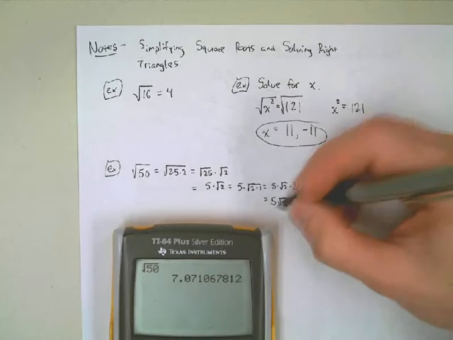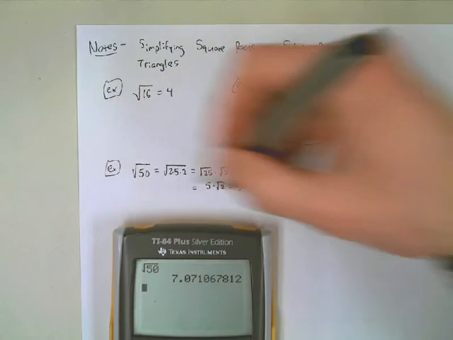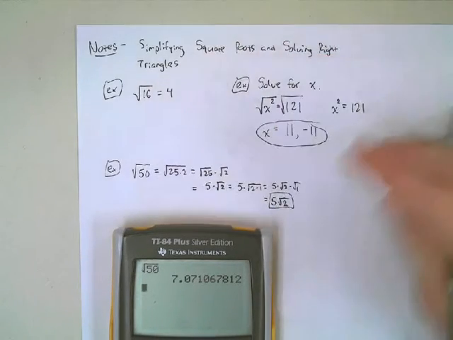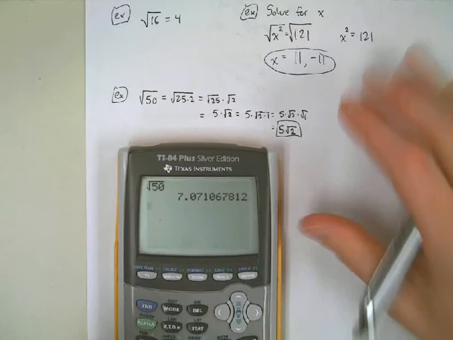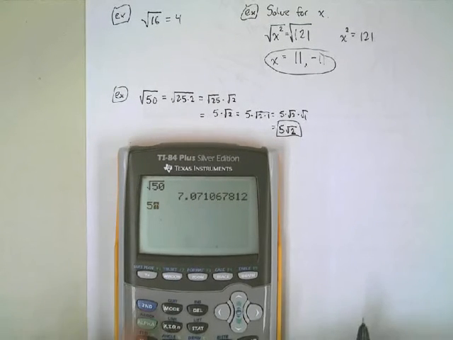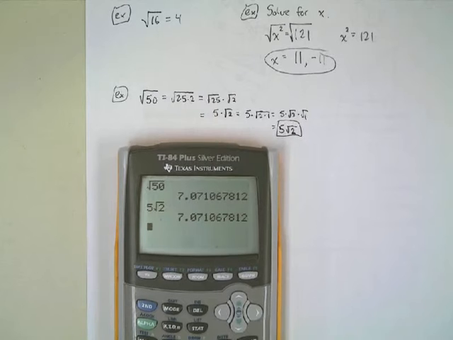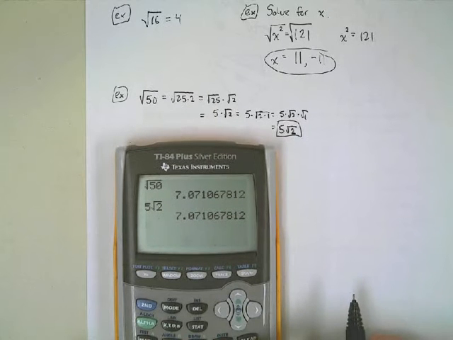This is the simplified version of the square root of 50. And let me show you that that's the same thing. There's the square root of 50's decimal, 5 square root of 2, and there's 5 square root of 2 decimal. Are you convinced they're the same thing?